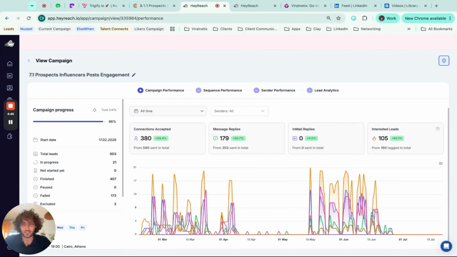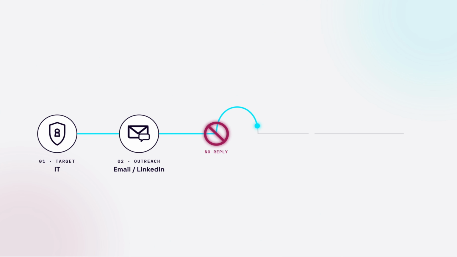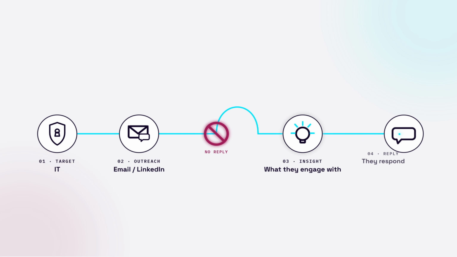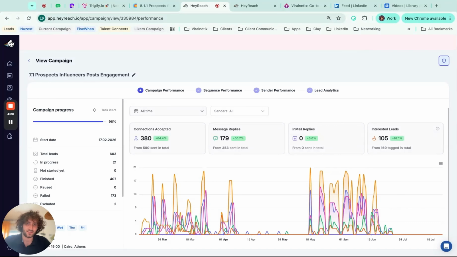So the idea here was, because for cybersecurity we had to target IT and CISOs, which are really hard to get to, either on email or on LinkedIn, they're just not replying. So our idea was, okay, we find where they're sitting or what they're engaging with, and then we reference this in the messages so they can engage with us or reply to us.